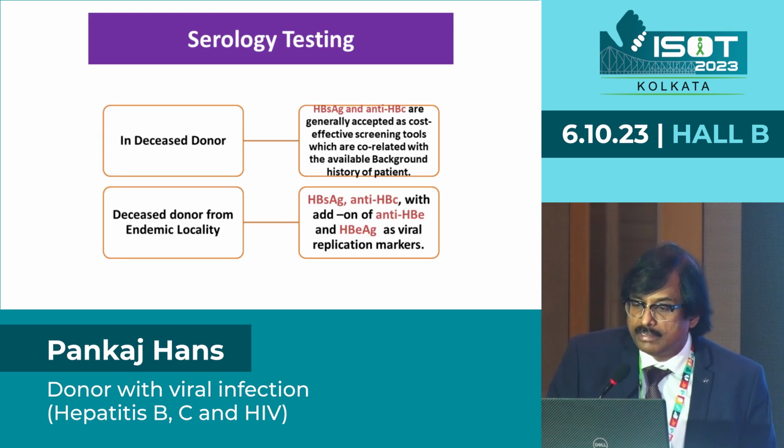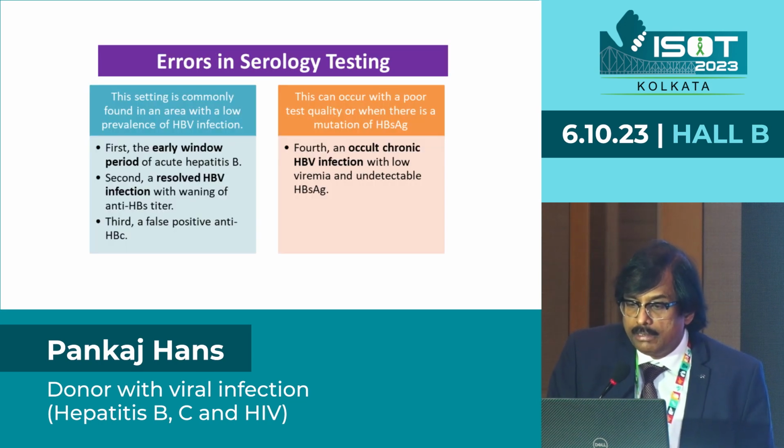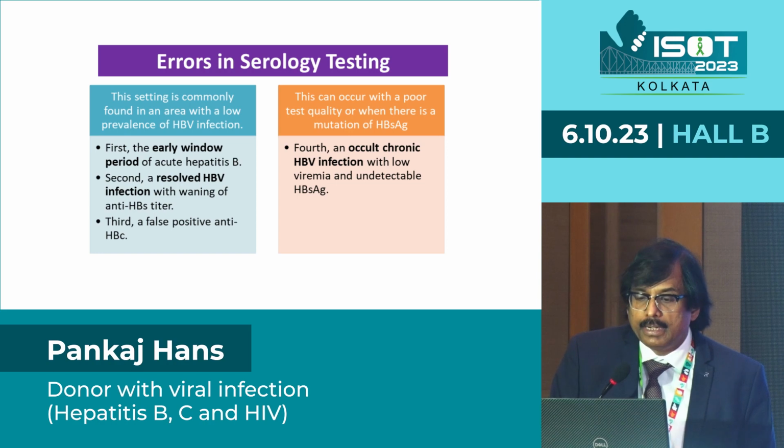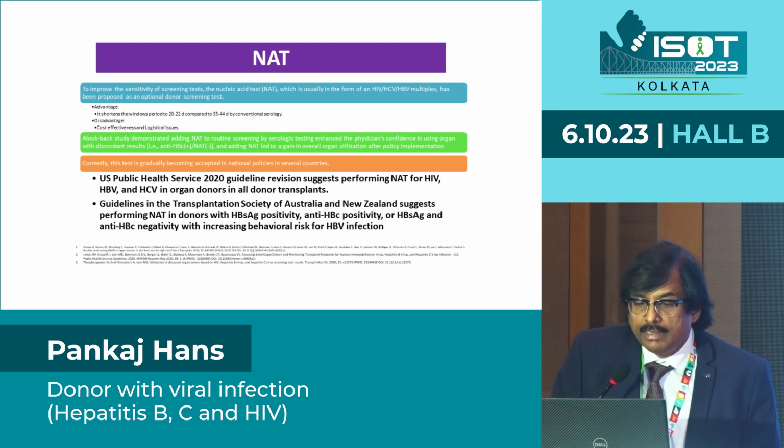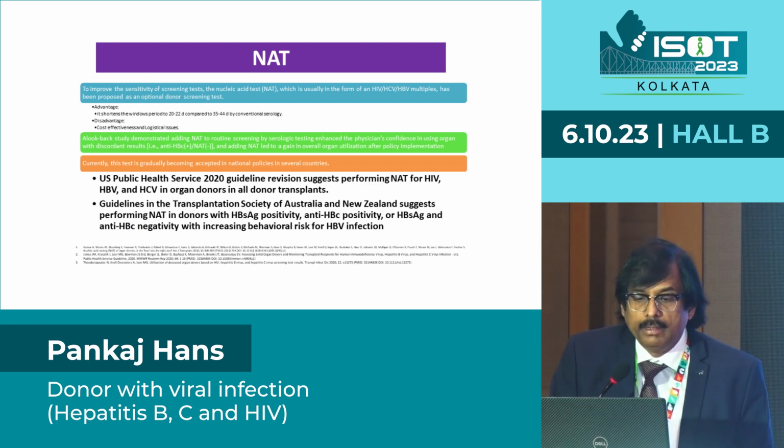One is deceased donor cases. We use HBsAg and anti-HBc as the screening tool. And in endemic areas, we add HBeAg and anti-HBe to it. And this is about the errors in the serology that we have already discussed, that can be mitigated with the use of nucleic acid testing. This nucleic acid testing, most of the countries have adopted as the accepted test for donor workup. Advantage is that the window period is reduced from 35 to 44 days to 20 to 22 days. Demerit is that it is expensive and not easily available.